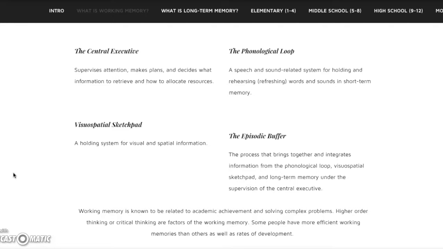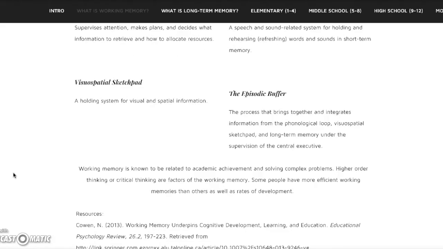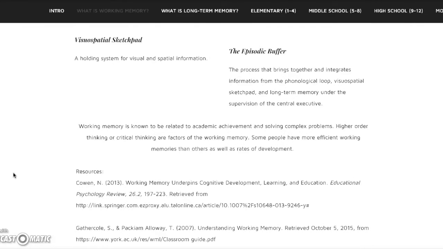The third part is the visuospatial sketchpad, a holding system for visual and spatial information. The fourth is the episodic buffer, which is the process that brings together and integrates information from the phonological loop, the visuospatial pad, and the long-term memory under the supervision of the central executive. It is important to note that working memory is known to be related to academic achievement and solving complex problems. However, thinking or critical thinking are factors of working memory. Some people have more efficient working memories than others, as well as rates of development.